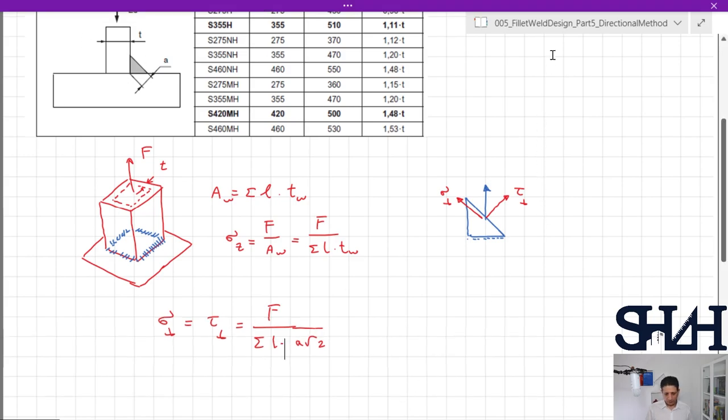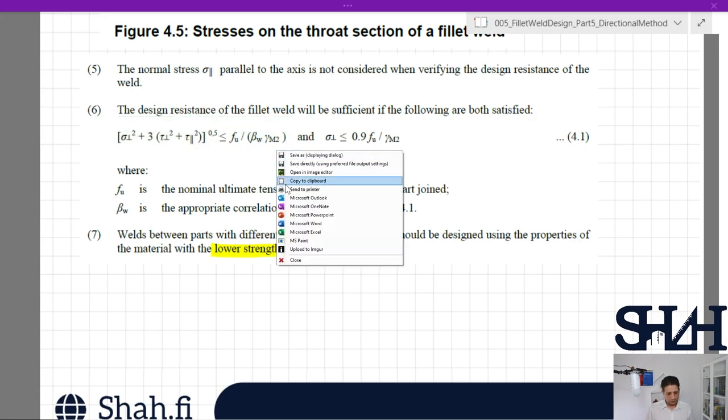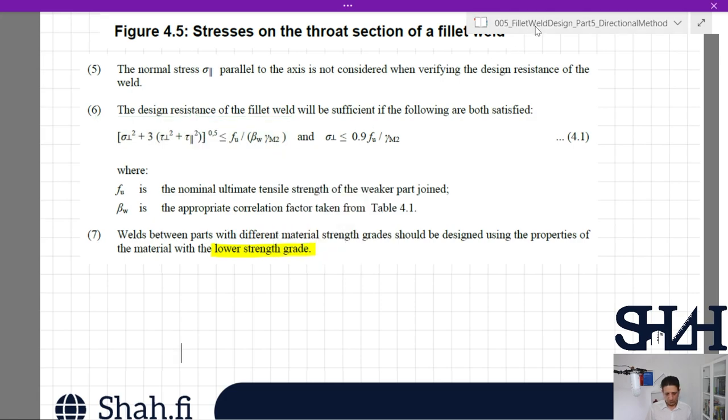Now coming back to the given equation in Eurocode, as it is an equal leg size weld, the second one would not be governed, and we just need to check with this equation.